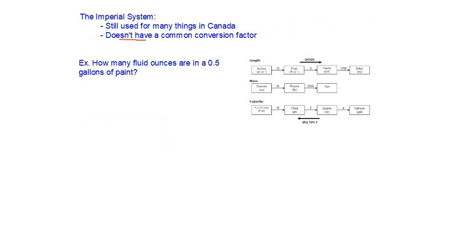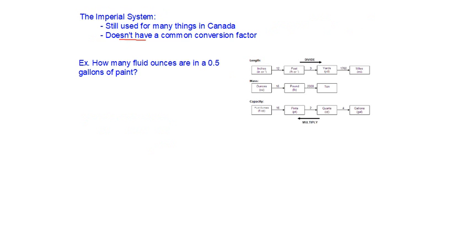And so if we are going to the right, we divide, and if we're going to the left, we would multiply. So if I want to figure out how many inches are in a certain number of yards, I would have to go from the right to the left. So I would multiply, and I would multiply for each step. So I would multiply by 3 to get yards to feet, and then multiply by 12 to get feet to inches.